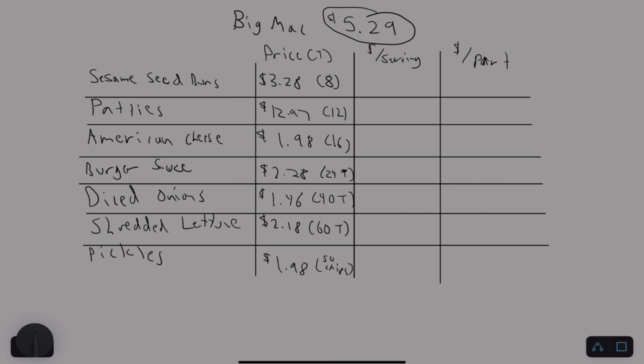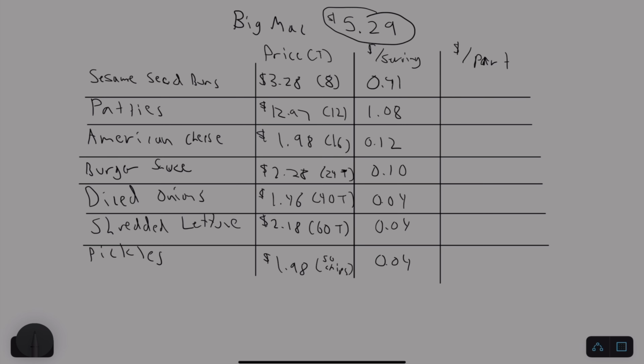Now what I'm going to do is take the price for each item and divide it by the number of servings to get the price per serving. So if I take $3.28 divided by 8, that's going to be about 41 cents per bun. For the patties, I do $12.97 divided by 12, and that is $1.08. For the American cheese, 12 cents per slice. The burger sauce is about 10 cents per tablespoon. Diced onions, as well as the shredded lettuce and the pickles, are all 4 cents per serving.